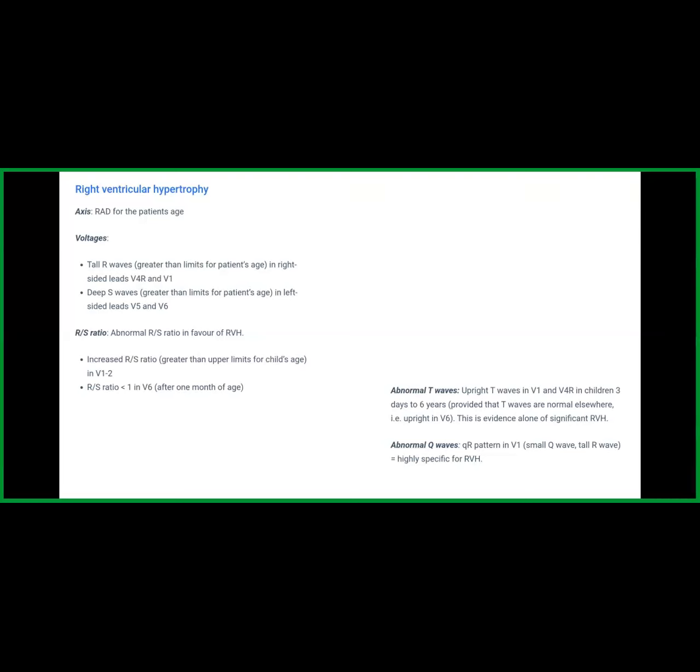And if the R by S ratio is less than 1 in V6 after 1 month of age, it means right ventricular hypertrophy is there. When we talk about abnormal T waves in right ventricular hypertrophy, there will be upright T waves in V1 and V4R in children 3 days to 6 years. This is evidence that there is significant right ventricular hypertrophy. We should always remember that when we are looking at these abnormal T waves, the T waves are otherwise normal and upright in V6.